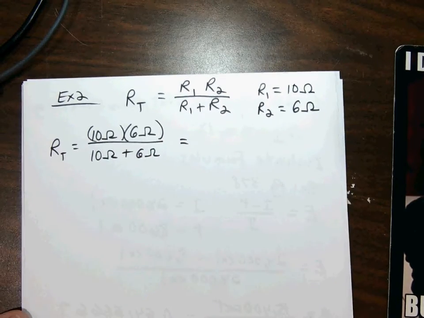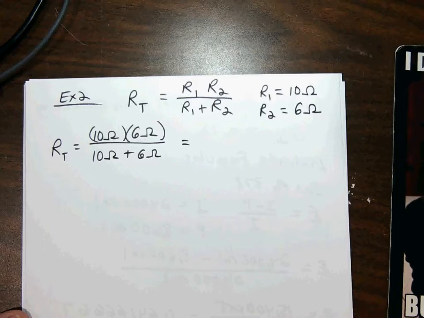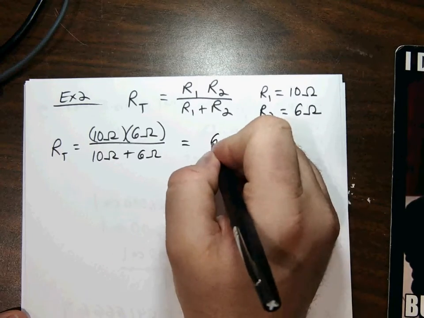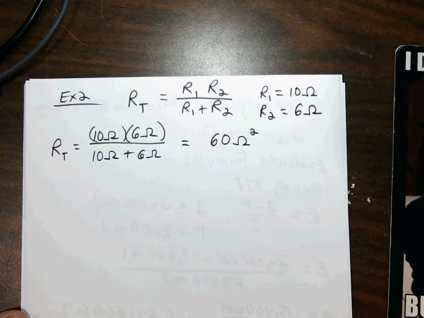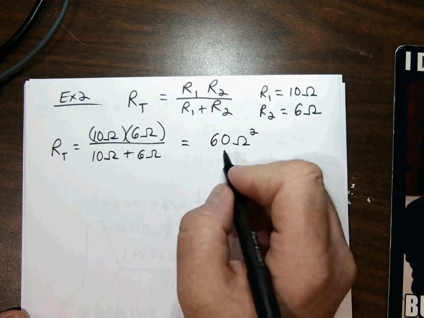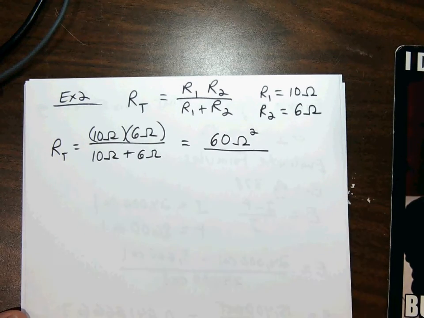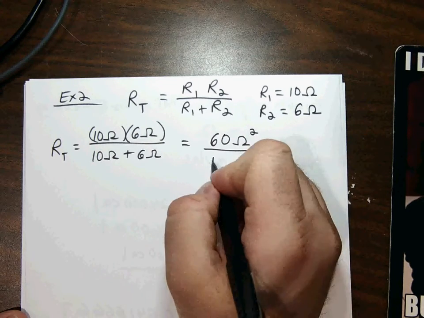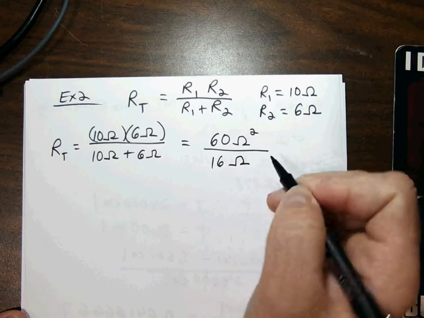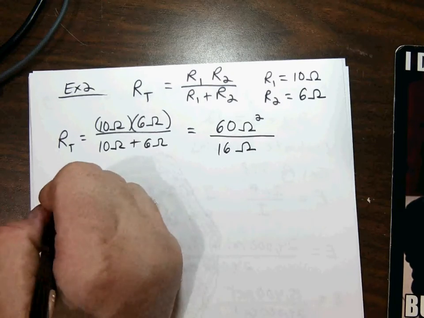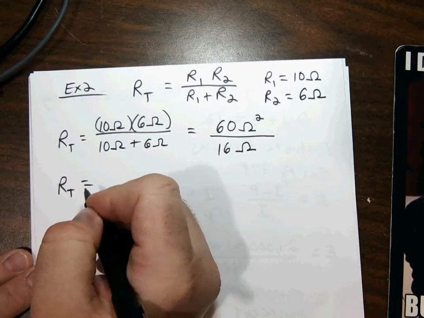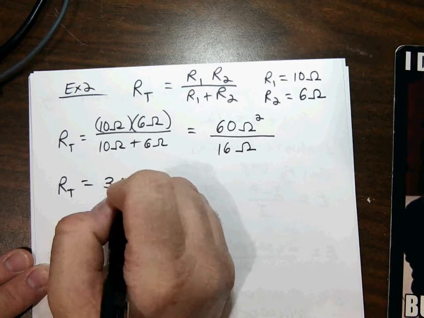Okay, let's think about what's going to happen with units here. Well, 10 times 6 is 60. Ohms times ohms gives me square ohms, right? On the bottom, I'm adding, so I must have a common unit, and I do. So 10 ohms plus 6 ohms gives me 16 ohms. All right, so far so good. So I need to take 60 divided by 16. That's some number. We can figure out what that is. It's going to be the decimal 3.75.